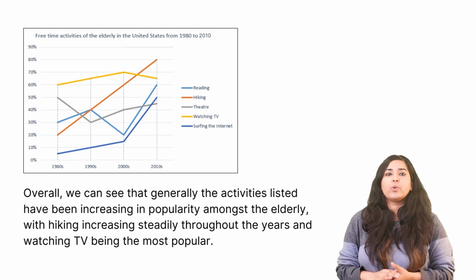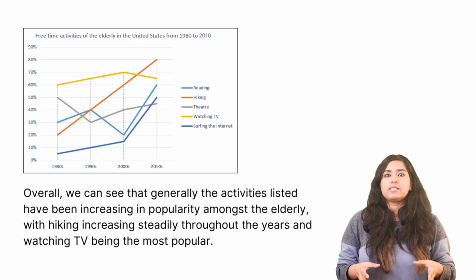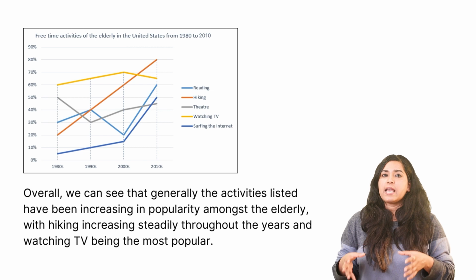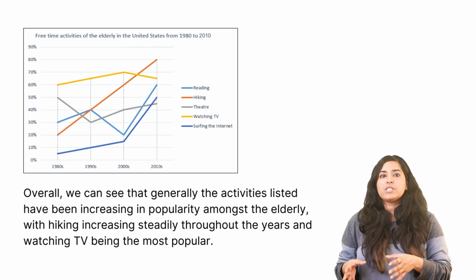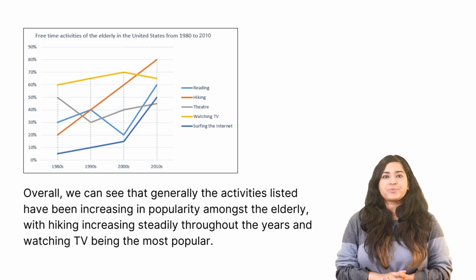All right, on to the next step, which is writing an overview. We're going to report the main features that can be seen and only give general information. We will include details later on in the essay. What we also need to do is make any clear comparisons that can be spotted, which will be easy for us because we found these when we analyzed earlier on. Let's try this. Overall, we can see that generally the activities listed have been increasingly popular amongst the elderly, with hiking increasing steadily throughout the years and watching TV being the most popular.